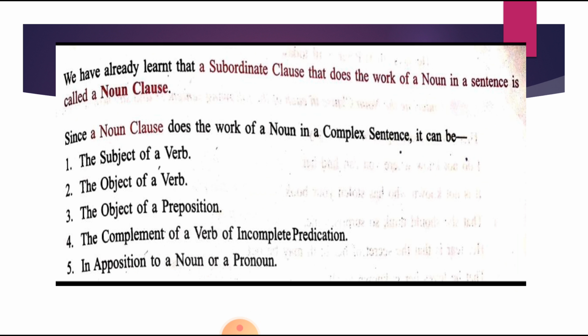See, we have already learned that a subordinate clause that does the work of a noun in a sentence is called a noun clause. See, what is a noun clause? Noun clause is the clause that does the work of a noun in a sentence. That is called a noun clause. Since a noun clause does the work of a noun in a complex sentence, it can be the subject of a verb, the object of a verb, the object of a preposition, the complement of a verb of incomplete predication, and in apposition of a noun or a pronoun.